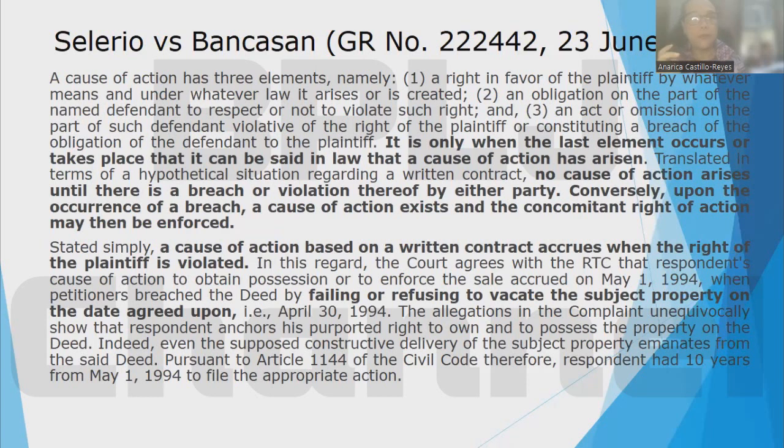We now move to the case of Celerio versus Bangkasan. Again, the court reiterates that it is only when the last element occurs or takes place that it can be said that a cause of action has arisen.